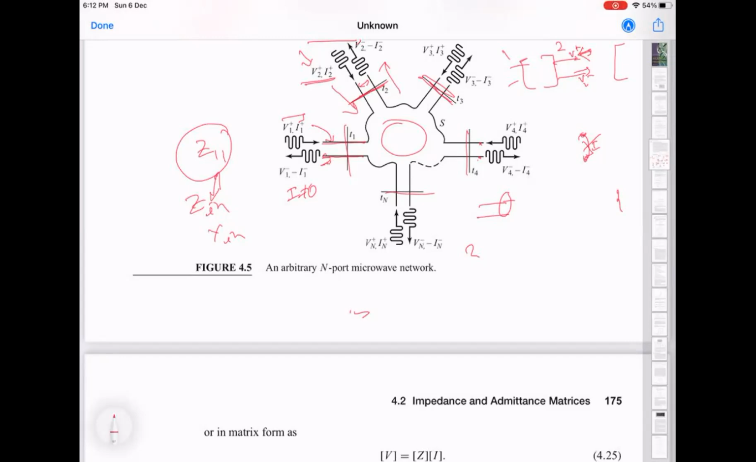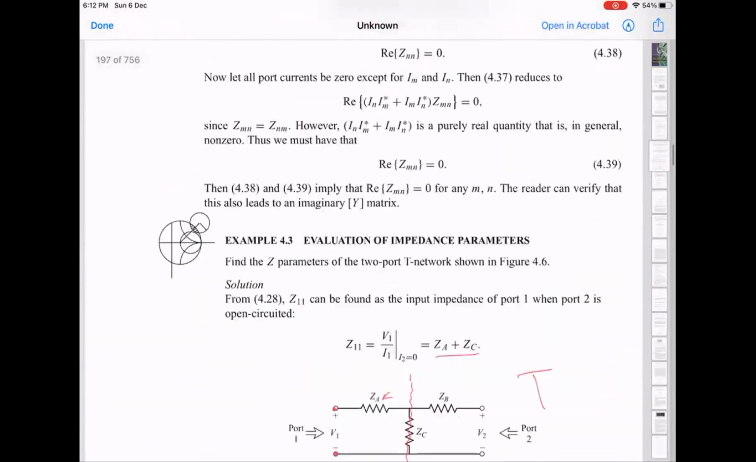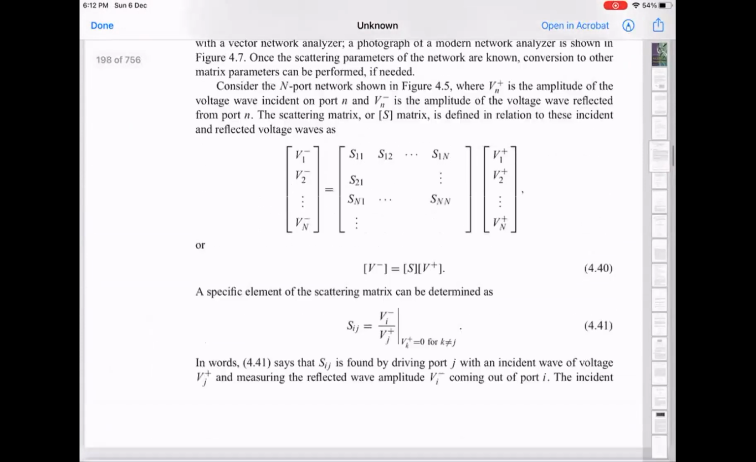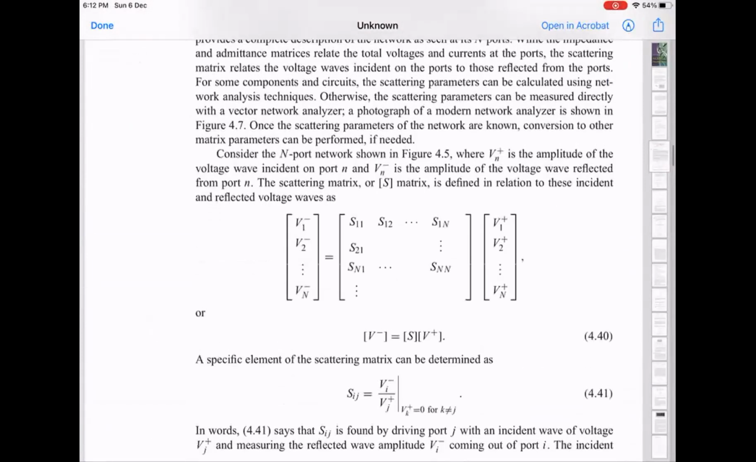Okay, so just like the admittance and impedance matrix connected the voltage and current at a particular port in a network to all the other voltages and currents in the other ports, the scattering matrix now connects the incoming and outgoing waves, and that's basically the definition. You relate all the outgoing waves.